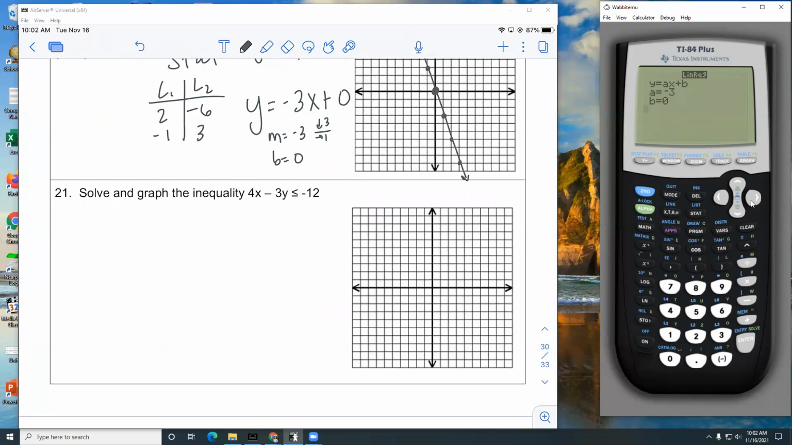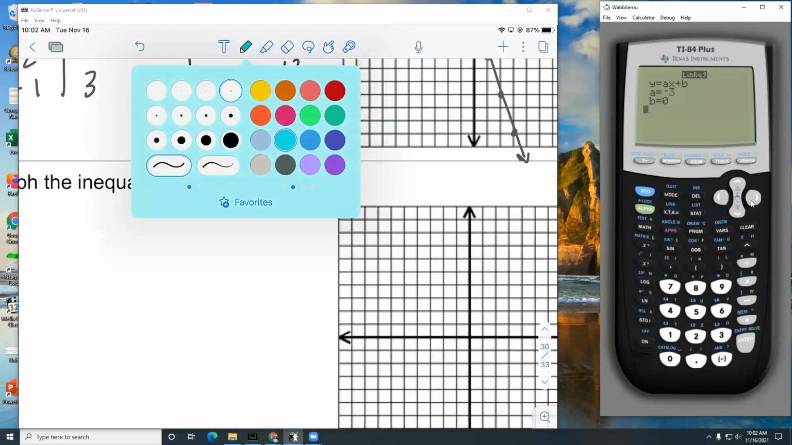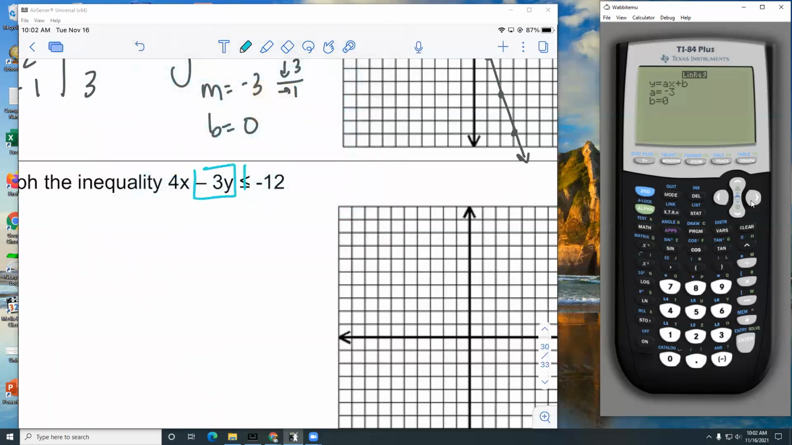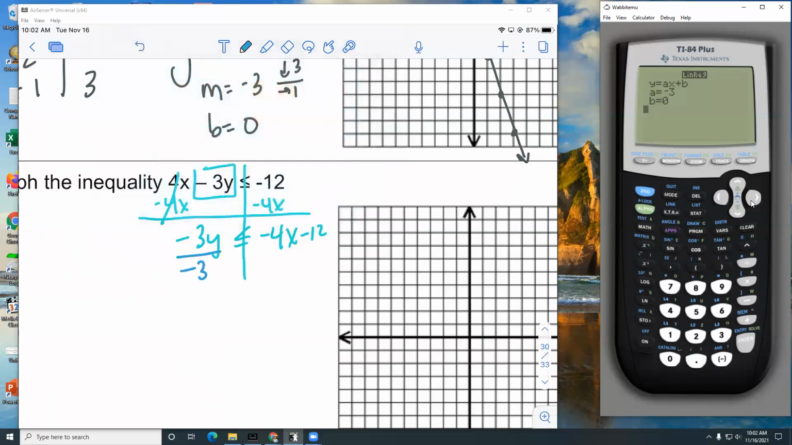Number 21, solve and graph the inequality. So again, let's solve for y first. I'm boxing -3y. Subtract 4x from both sides. -3y is less than or equal to -4x minus 12. Then divide both sides by -3.